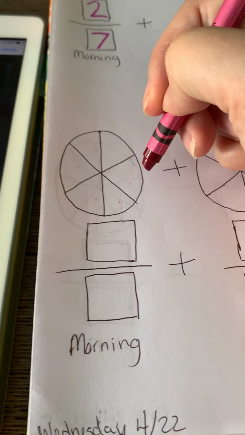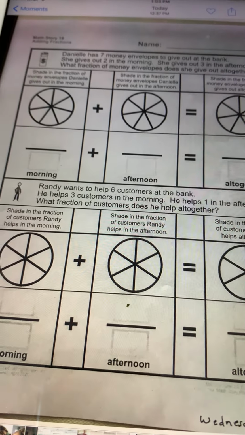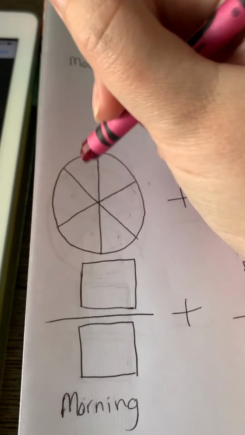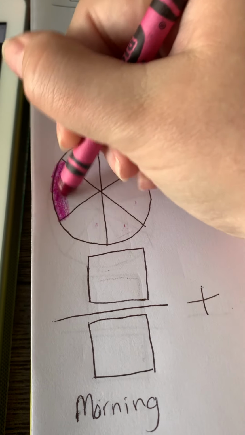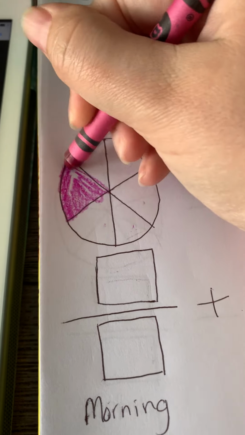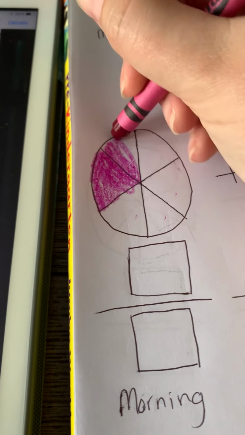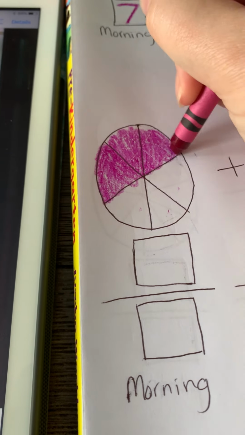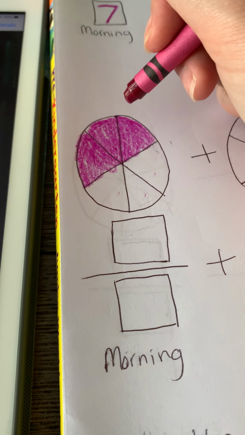So we need to find out how many customers he helped in the morning. So it says Randy helps 3 customers in the morning. So we are going to color in 3 pie slices. 1, 2, 3.